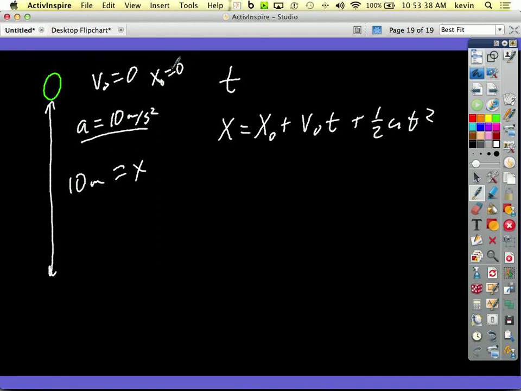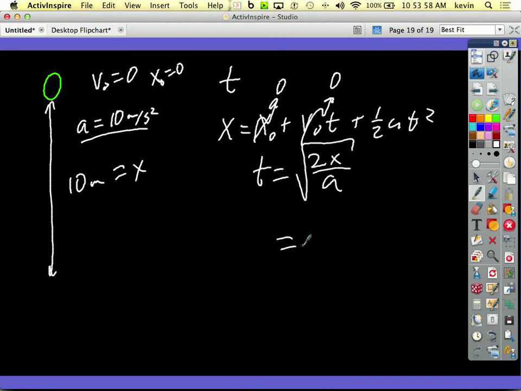Why did I say that? Because I'm using me as the center of the universe. And I'm putting myself as the guy who drops the balloon. So I'm making the balloon 0 at the top. So that goes away. Also, initial velocity is 0, so that goes away. So basically, I get t is equal to the square root of 2x over a. So I get the square root of 2, which is 1.41 seconds.